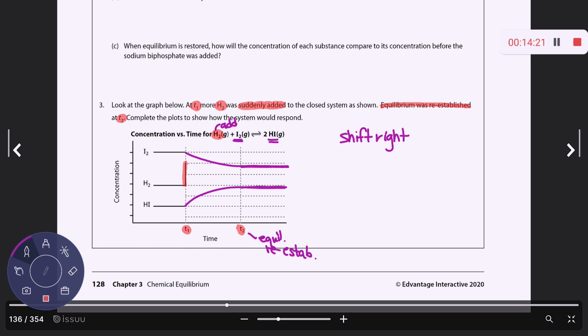Okay. And then what happens to H2 when I shift to the right? Will I consume everything that I added? No. So what this means is you cannot come down past this point. Does that make sense? So you're going to come down, doesn't matter how far, as long as you don't go past that dashed line where it was originally, and then it levels off at T2.